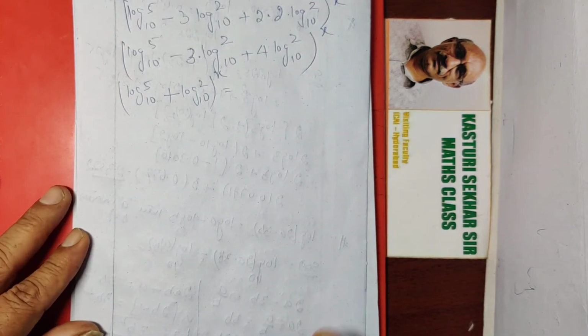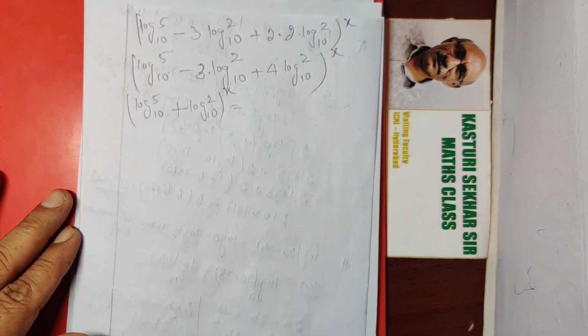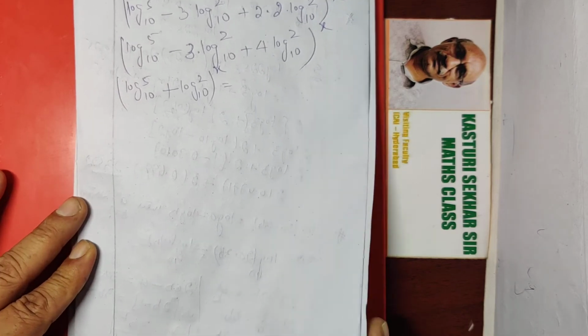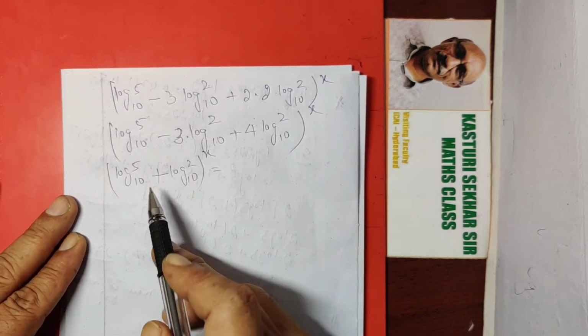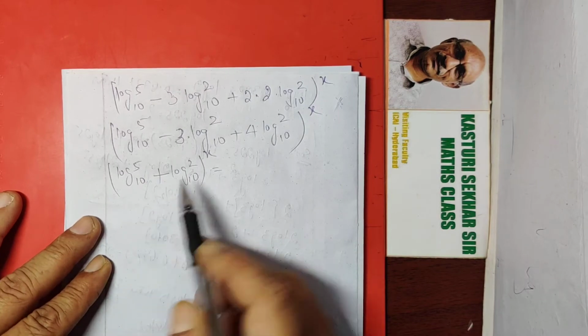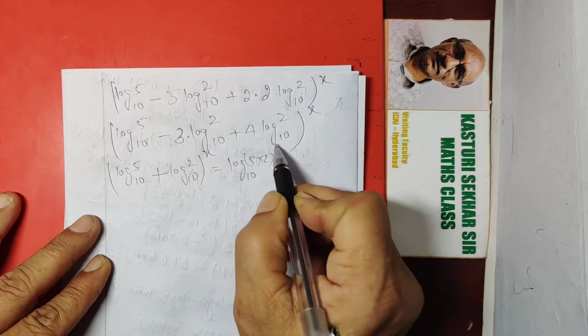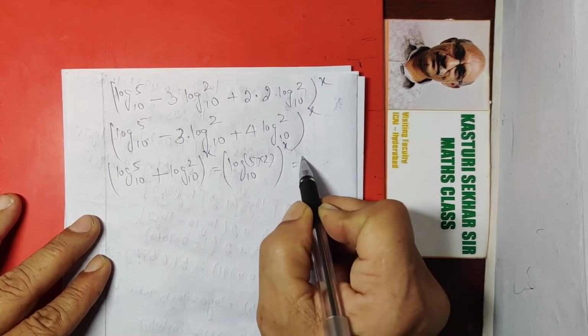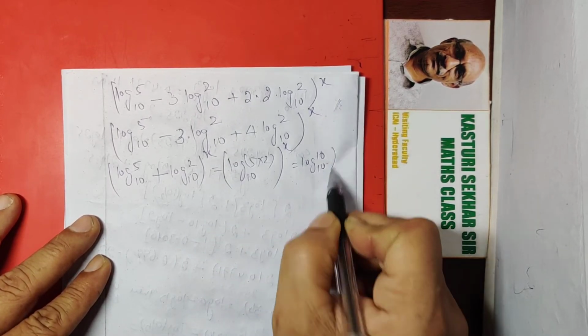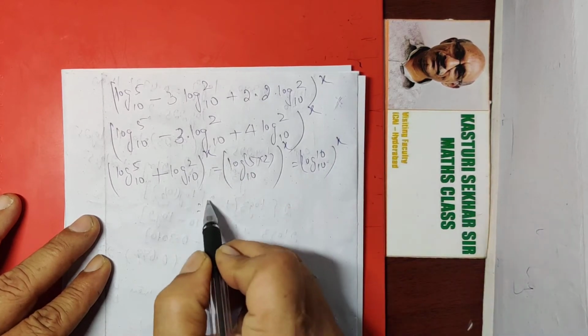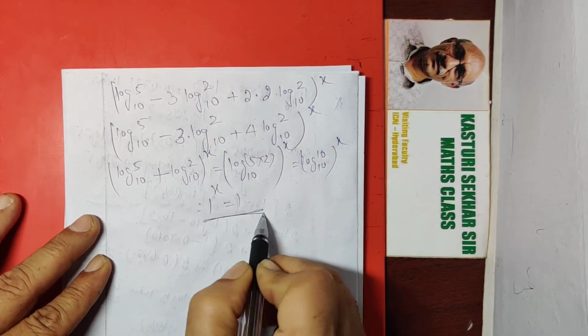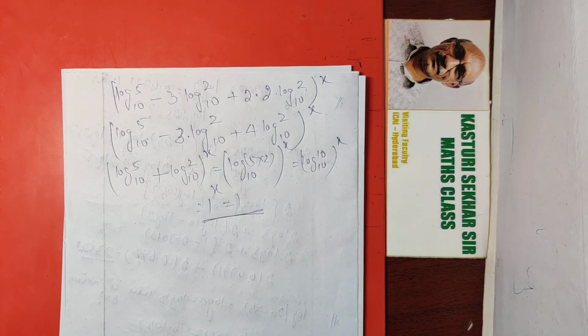Now bases are same. We can apply the log result. Log a plus log b can be written as log ab, whole to the power of x. Log 10 to the base 10, whole to the power of x. 1 to the power of x is 1. 1 multiplied n number of times, you will get 1 only. So 1 is the answer to the given question.